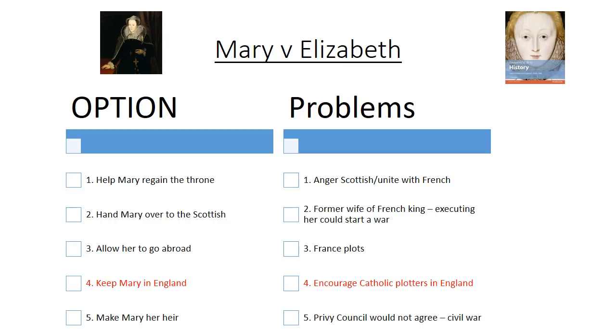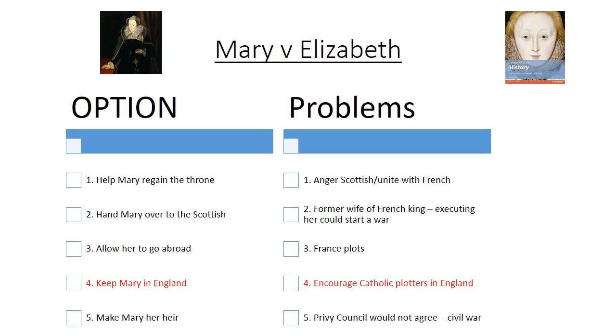So the option she went with, number 4, was to keep Mary in England. It was the best of a bad choice, because the problem with that was it encouraged Catholic plots in England. She could have, and many people advised her to do this, made Mary her heir, and that would have closed down this question of legitimacy and all that kind of thing.